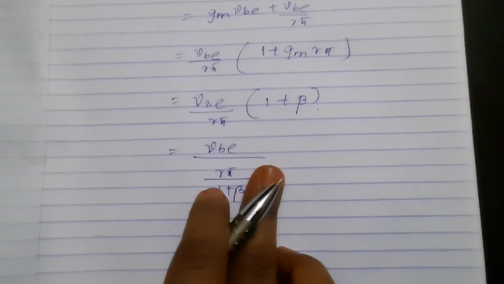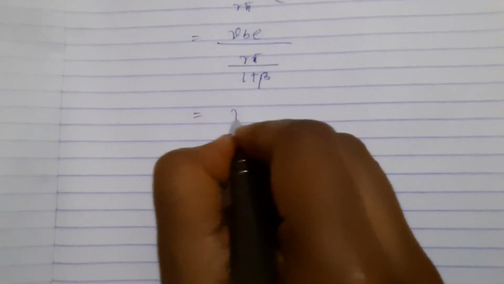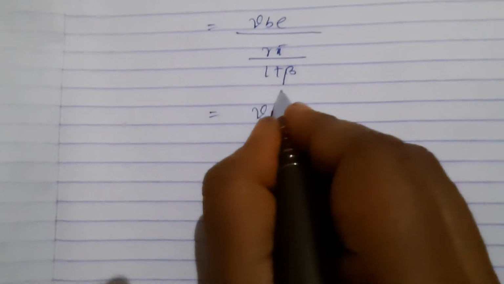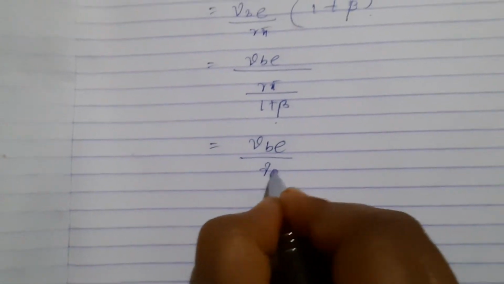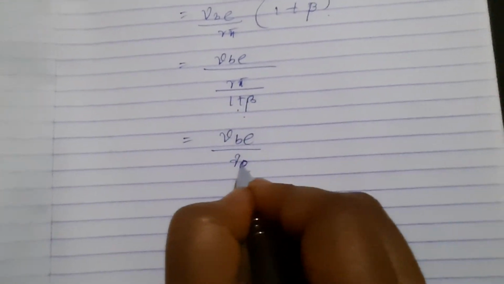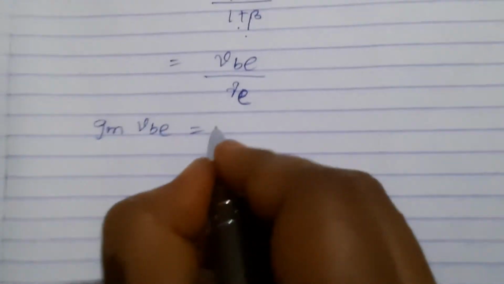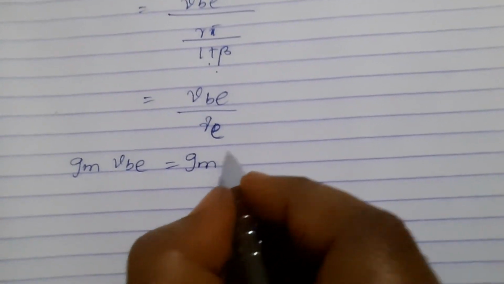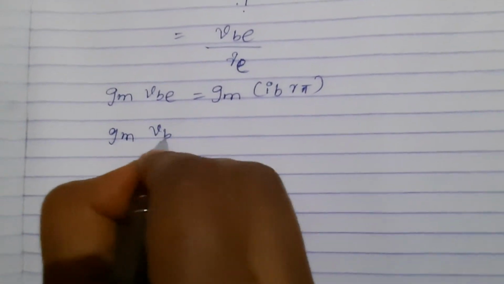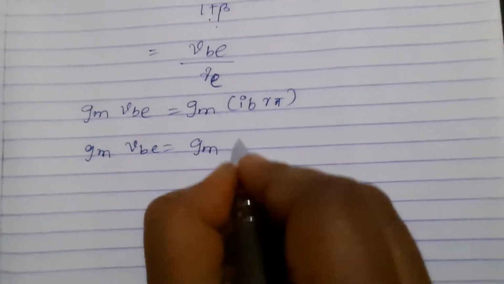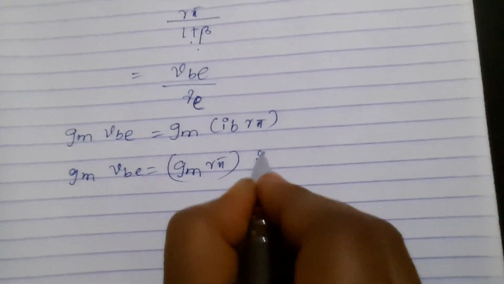I'll take this term here. Then this is VBE, R pi by 1 plus beta becomes, just now we have seen, RE. Now if I want to write GM into VBE, it becomes GM as it is. VBE is what? It is IB into R pi. So GM into VBE in the other form is GM into R pi into IB.